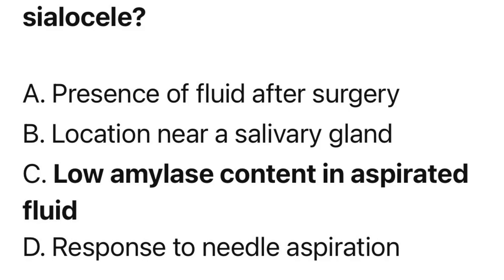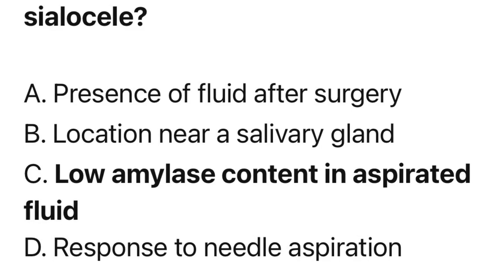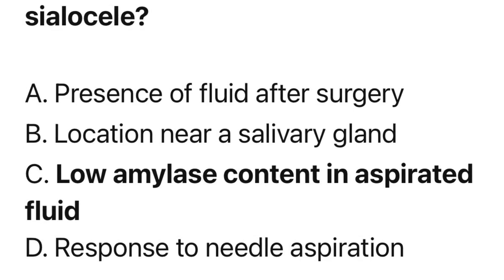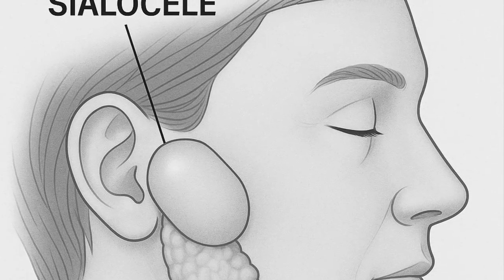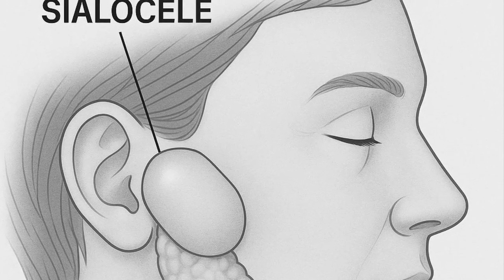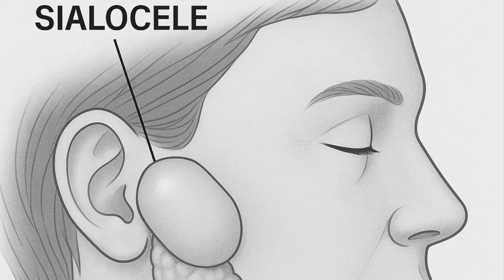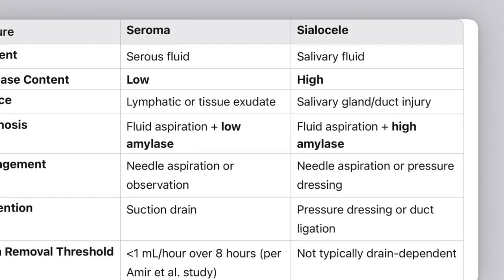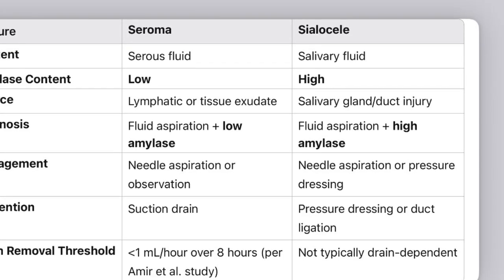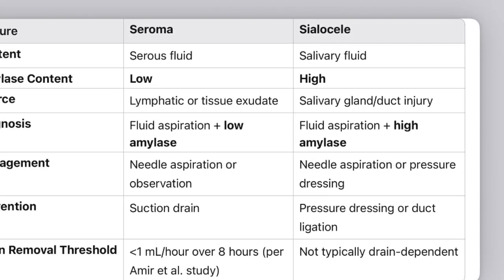The answer to this question is low amylase content, seen in the seroma, not in the sialocele. Now see the difference between seroma and sialocele. Content in the seroma is serous fluid, while content in the sialocele is salivary fluid. Amylase content is low in seroma, while it is high in the sialocele.